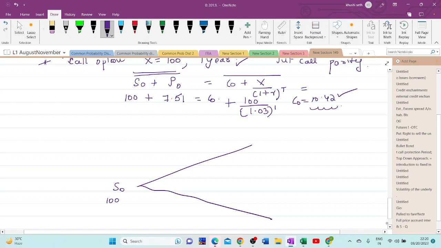S0 का दाम है अभी 100, volatility of the underlying is 20%, so my S plus is 120, S minus is 83.33, right.